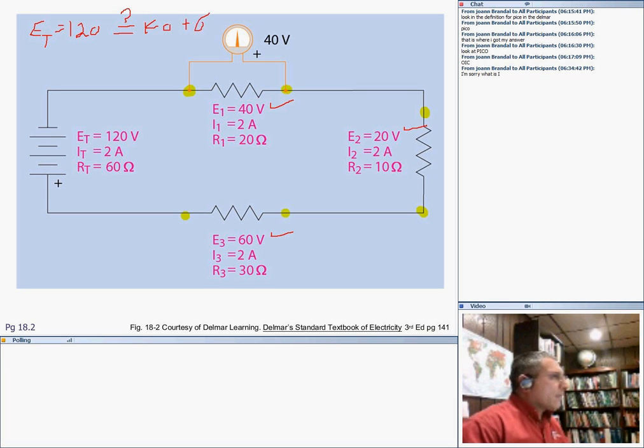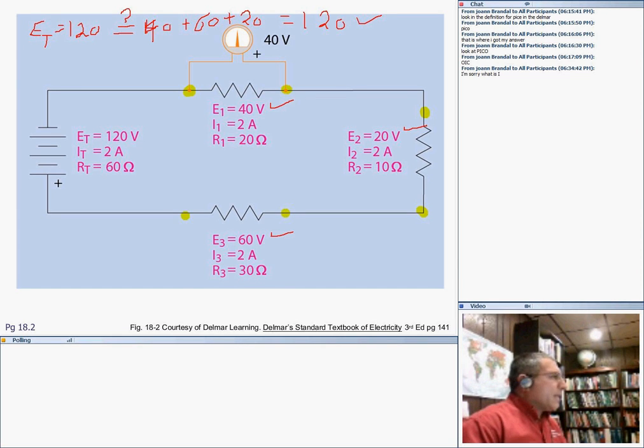Another 60, another 20, right? And if you add them all together, guys, 40 plus 60 plus 20, that gets 120, right? 120. Check. So we're fine. When you add the voltages together, you get the source voltage. That's the first rule of the series circuit.